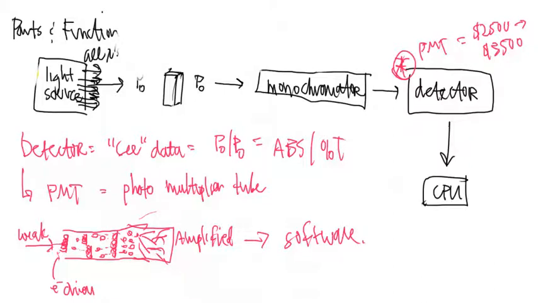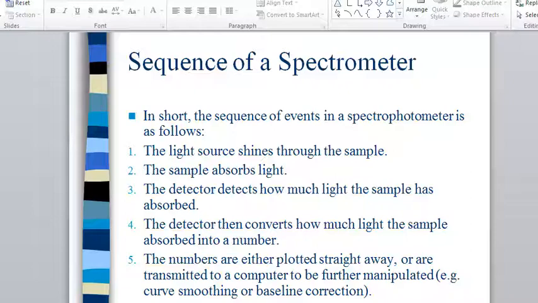Okay, so let's take a look now at the overall scheme of things now that we've taken a look at all of the pieces and parts. Number one, we have a light source, and that light source will shine through the sample. It could be a deuterium lamp, a tungsten lamp, or a xenon arc lamp, but light goes onto the sample.